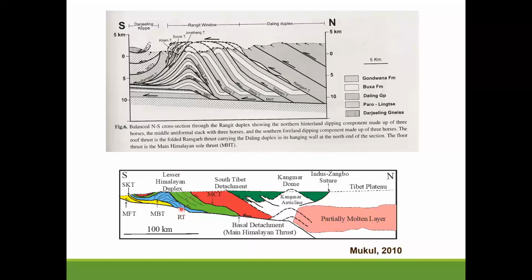So you have the lesser Himalayan duplex, and you have a structure called the Kangmar dome, which is a fold or a bend in the lithosphere of an amplitude of almost 100 kilometers. And that sits at the back end of the Sikkim Himalaya. Okay, this was imaged again geophysically, and that seems to be driving the Sikkim Himalayan tectonics the most.